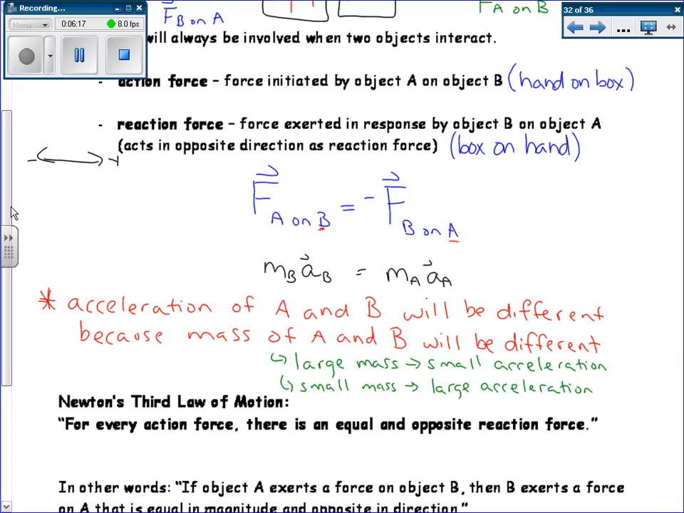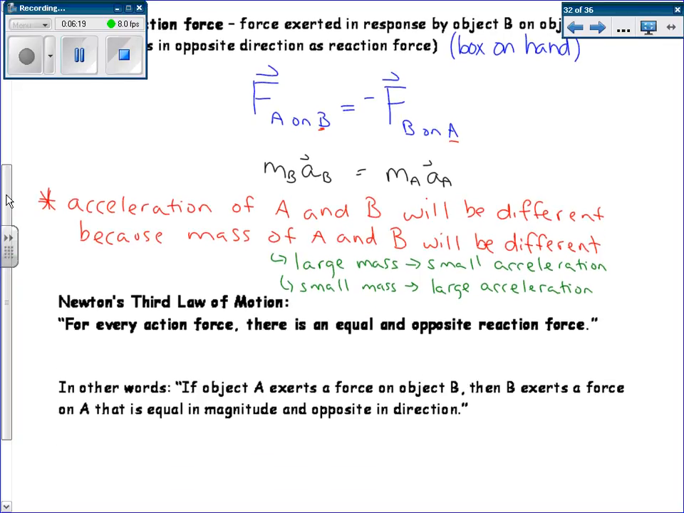The actual wording of Newton's third law is that for every action force, there's an equal and opposite reaction force. Equal, but opposite. It's always the same. So when I push on the wall, like this, the wall's pushing back on me with the same force, it's just in the opposite direction. It's just confusing because it's a wall.